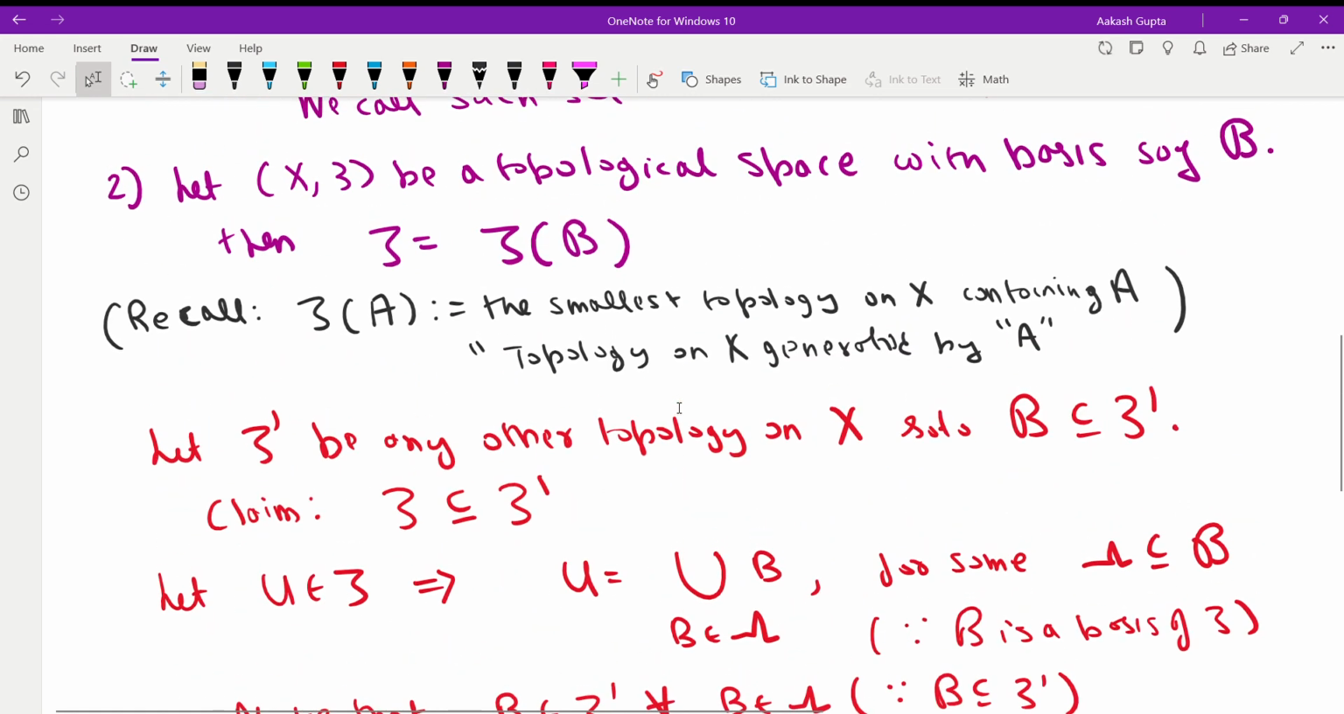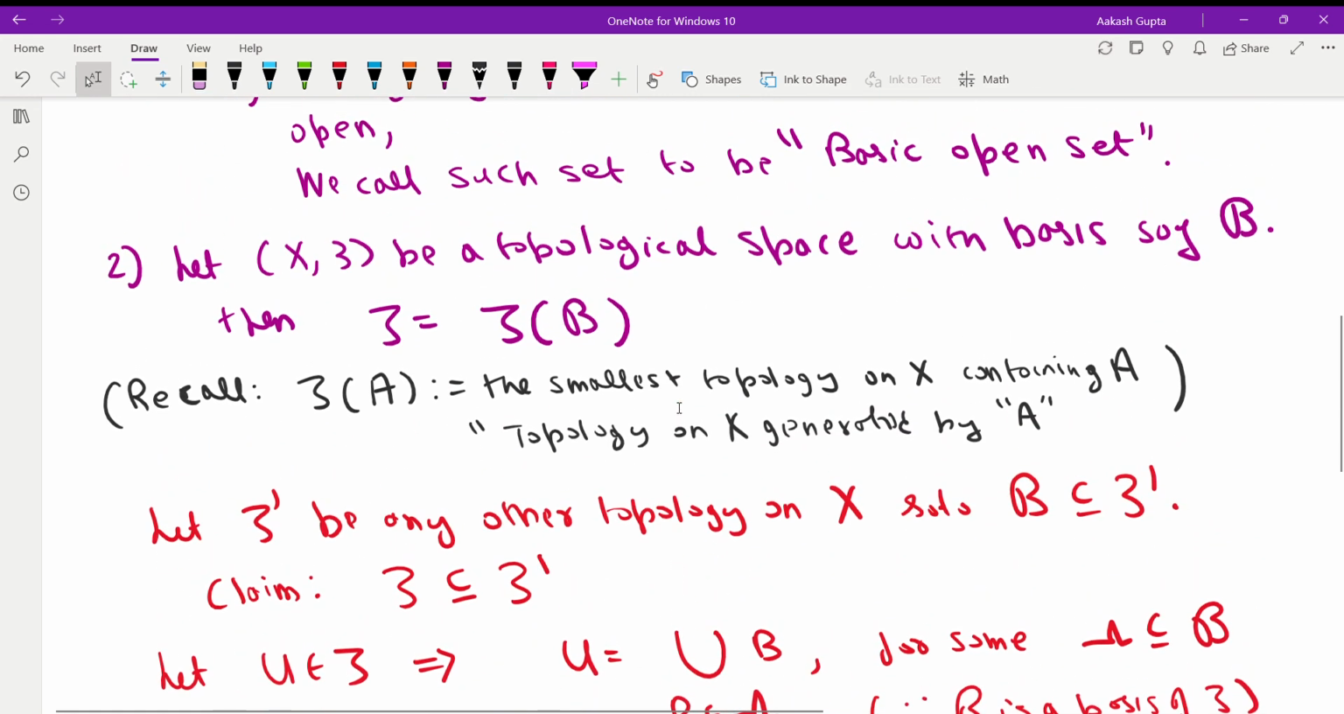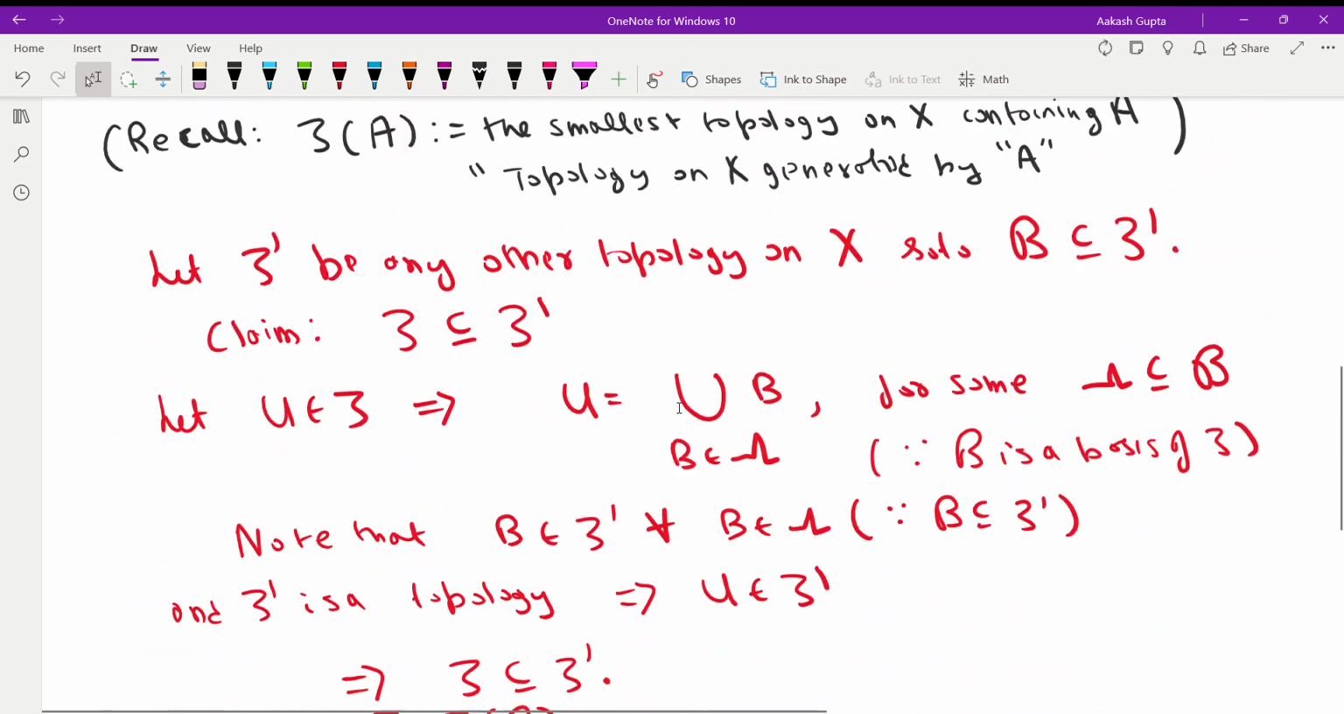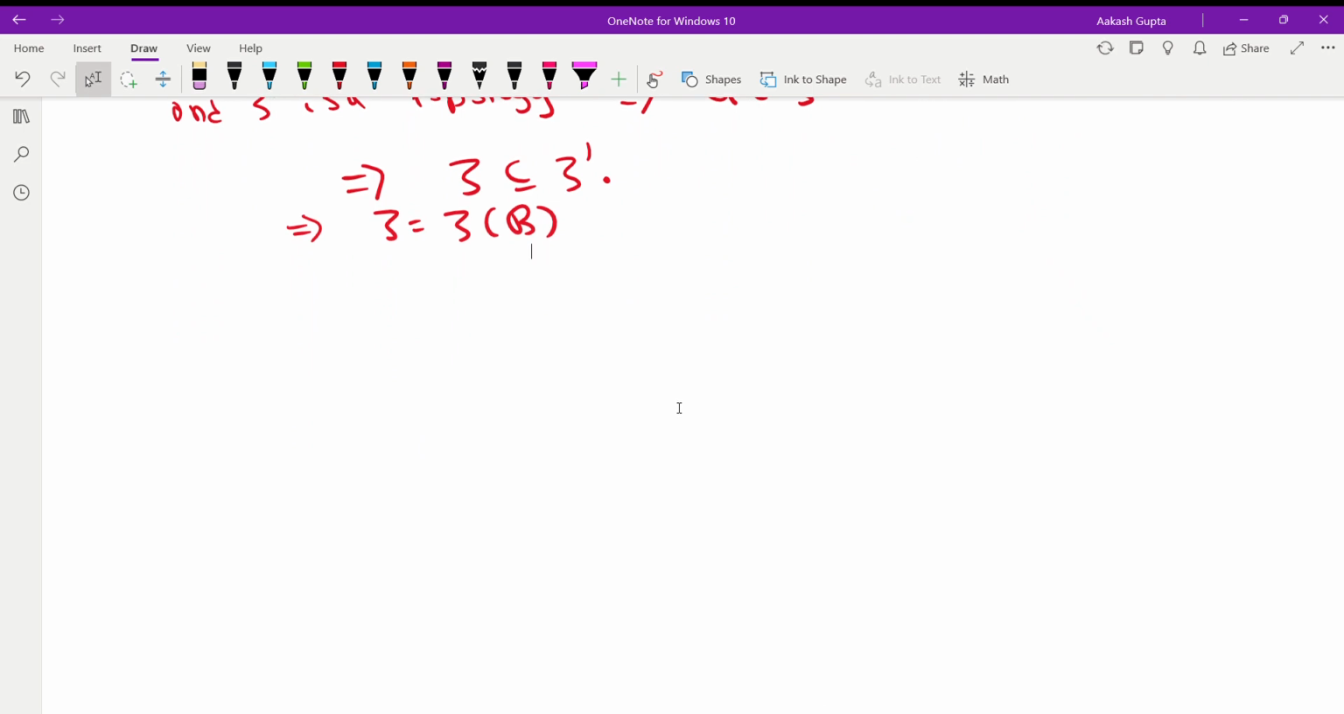So sometimes you also use the terminology topology generated by this basis, by some basis. Okay, so I hope this is clear. Now, let me give you one more remark. Like I said, if you know the basis, you know about the topology, right? That is what I began with, that it is analogous to vector spaces, right? So let me give you one example along the same line.